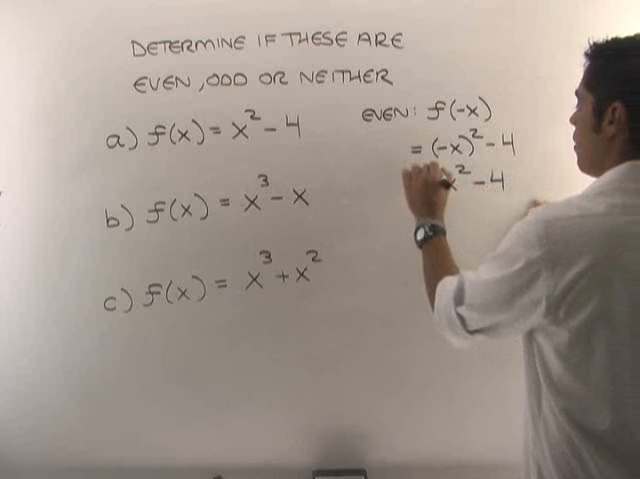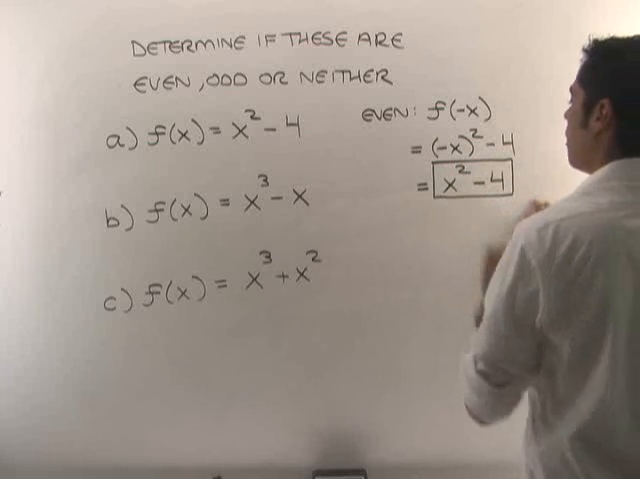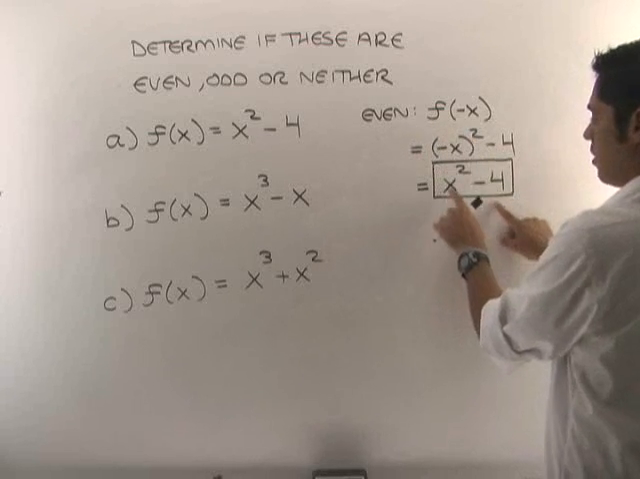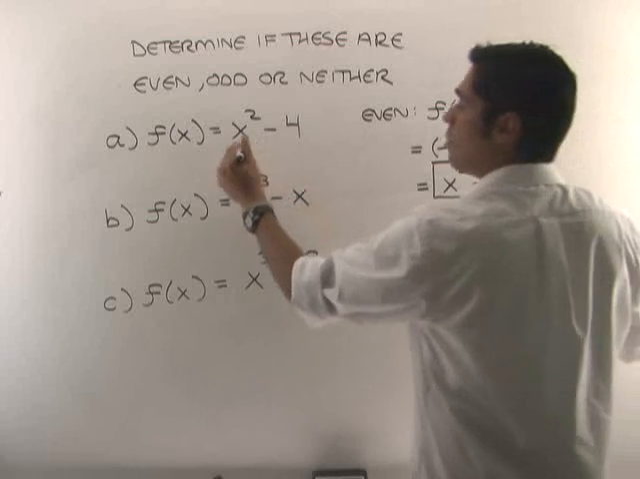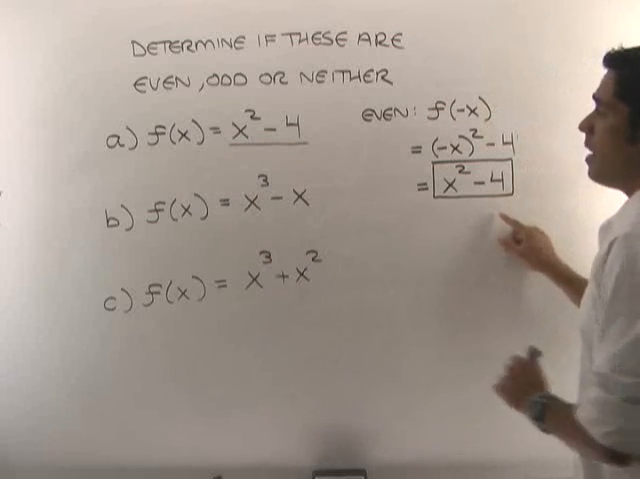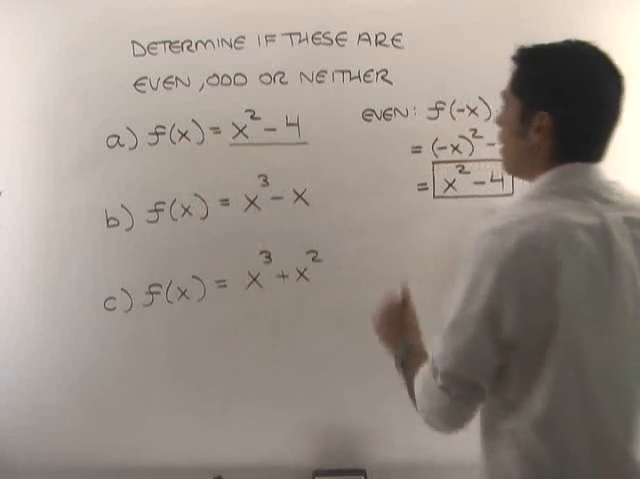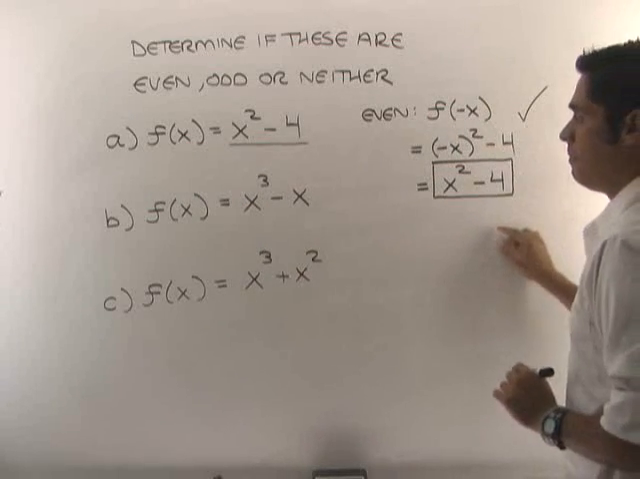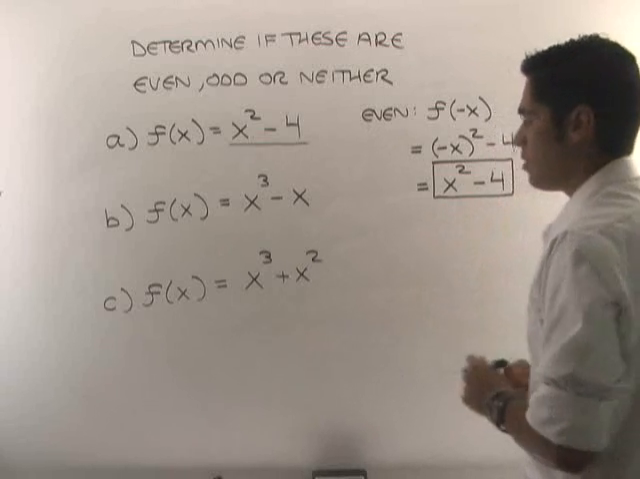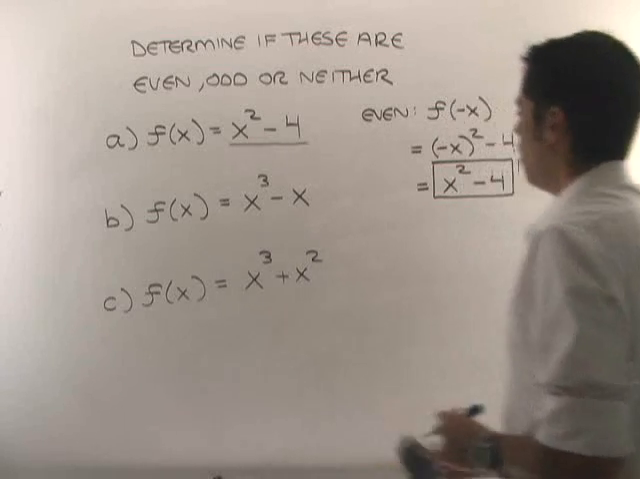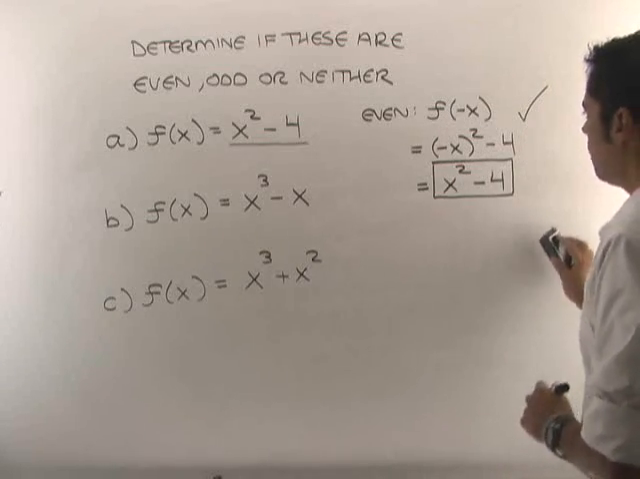Now notice that this right here, f of negative x, which is x squared minus 4, is identical to the original function. And since f of negative x is equal to the original function, we can conclude that it is even. And we can stop and move on to the next problem. Okay, for the next problem, let me erase some stuff here.